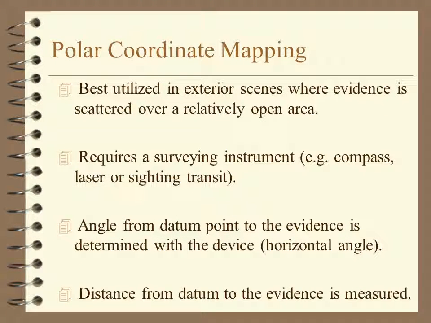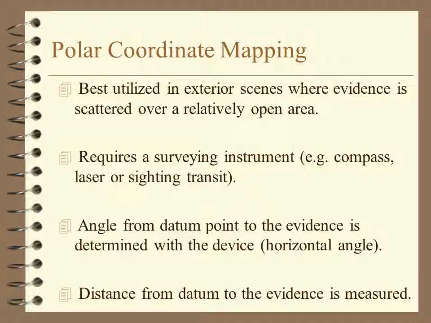Now, the next type of mapping is polar coordinate mapping. These are usually used in open fields, exteriors, and so forth, where evidence is scattered, such as improvised explosive device explosions, bombing incidents, and plane crashes. In all these incidents, you have items that are scattered over a wide area because you have a great deal of force that is imparted upon an object, and things are blown all over the place. This is going to require some special equipment, but not as expensive as you might think.